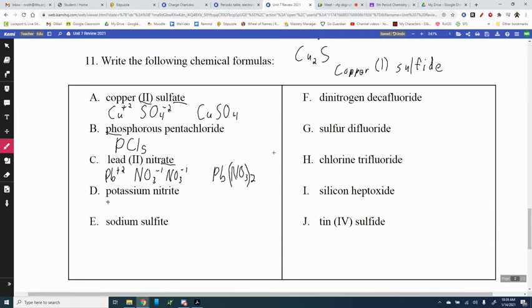So potassium is K. It has a +1 charge. Nitrite, since it ends in ITE, that means it is a polyatomic ion. The polyatomic ion is NO2 -1, and you can find that on the charge chart. So those ones are balanced. We do not have to add anything else. So that's just going to be KNO2.